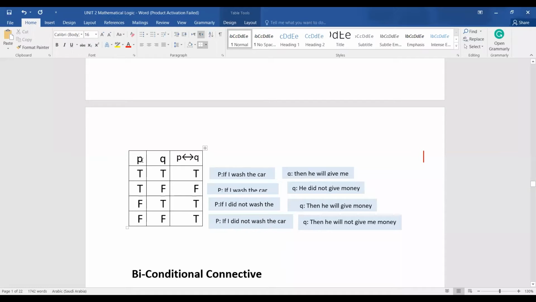Here we write the possible values for P and Q. Both P and Q could be true. P could be true and Q could be false. P could be false and Q true, or both of them could be false.